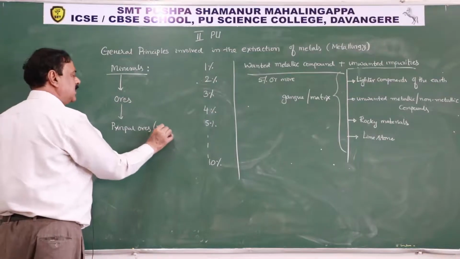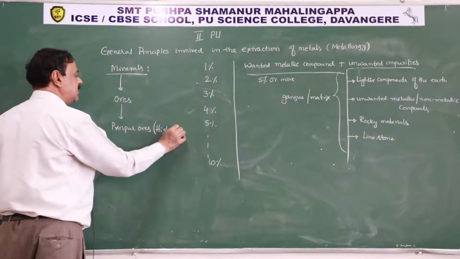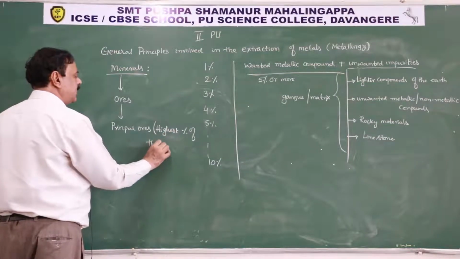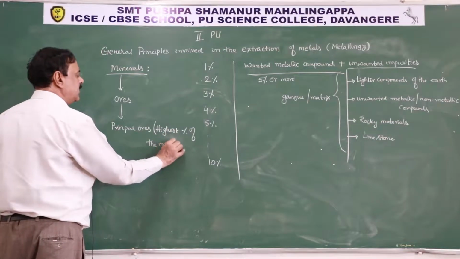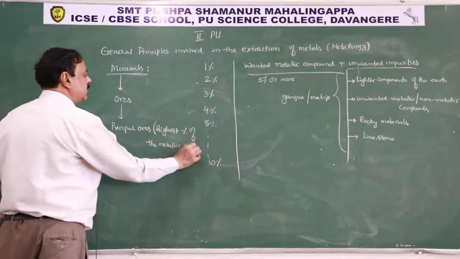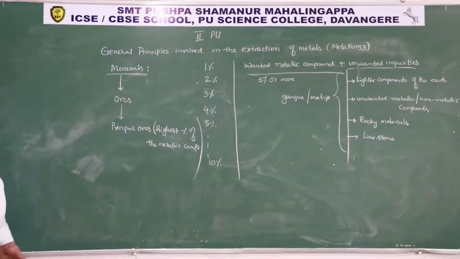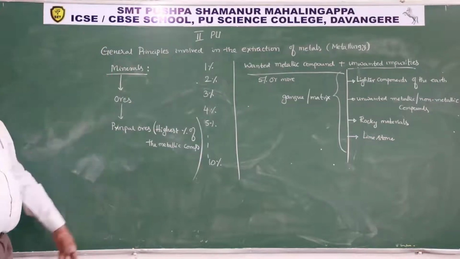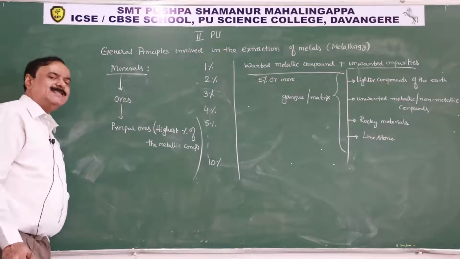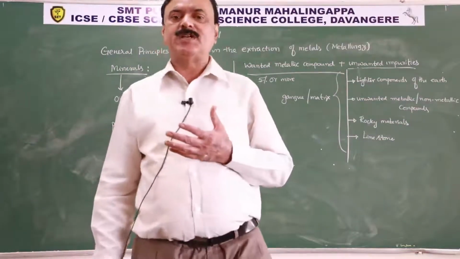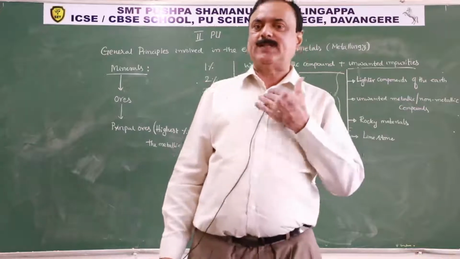This contains the highest percentage of the metallic compound. In this chapter, we are considering the principal ores because they contain the highest percentage of the metallic compound, and hence they are the most economical for the isolation or extraction of the metals.